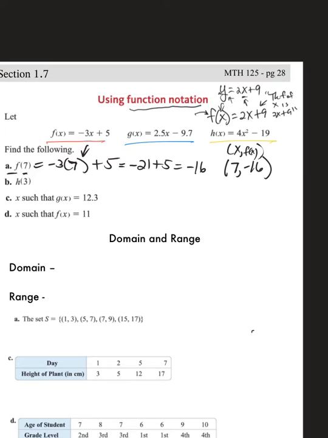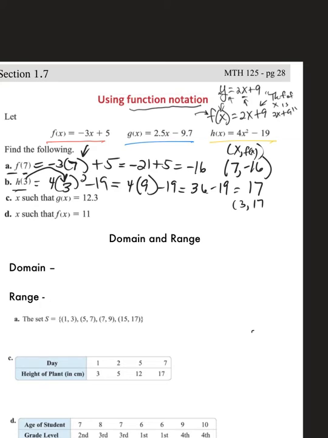For B, you're looking at H of 3, and H is defined by 4x squared minus 19. Where there is an x, I'm going to plug in 3. If I use PEMDAS, or the order of operations properly, the first thing I would do would be squaring 3. Then I would be multiplying 4 times 9, which is 36. 36 take away 19 is 17. So if I input 3, my output is 17.